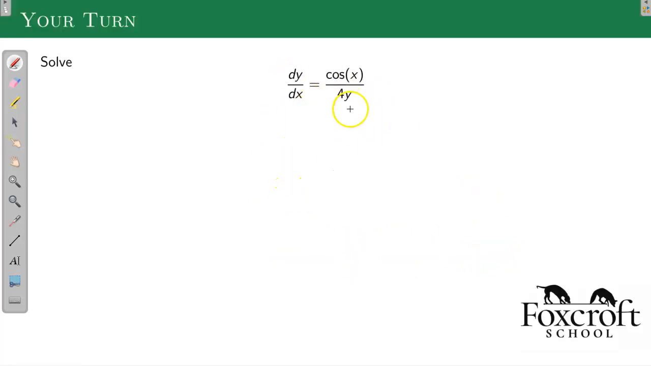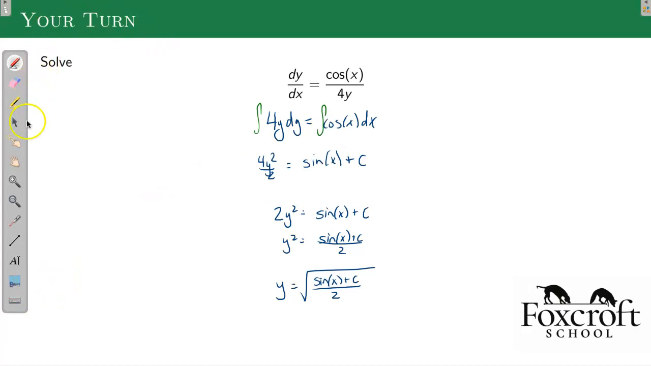All right, here's one you try on your own. Solve this separable differential equation. I'll show you the answer in 3, 2, 1. So when you do the whole process, you should get something that looks like this. All right, so we need to get this 4y over and multiply dx over. Then we can take the antiderivative of both sides, do the reverse power rule, add, divide. The antiderivative of cosine is sine. All right, now we need to get y by itself. So first thing is get rid of this 2, and then take the square root. We get our final answer for this differential equation.